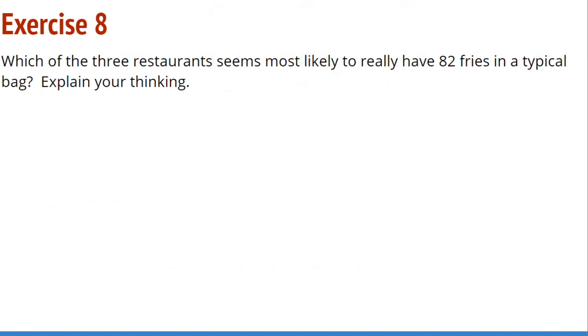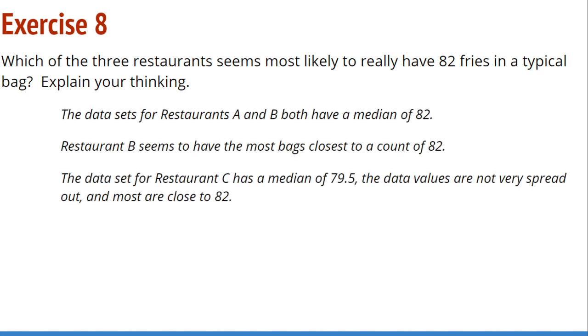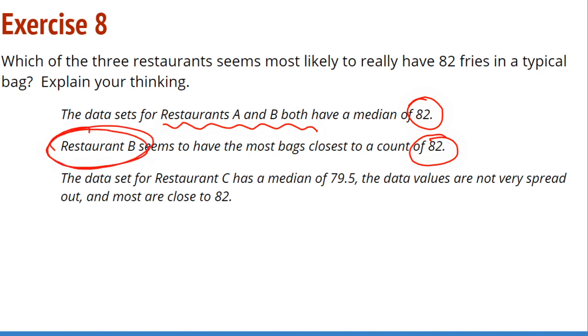So out of all of these restaurants, which one seems most likely to really have 82 fries in the typical bag? And so you'd want to go back and look at the different charts that we've looked at and ask yourself which one seems to be closest to the 82. So the data sets for restaurants A and B both have a median of 82. Restaurant B seems to have the most bags that are close to 82. So these two both have an 82, but restaurant B seems to have less variability. Its numbers are closer to 82.